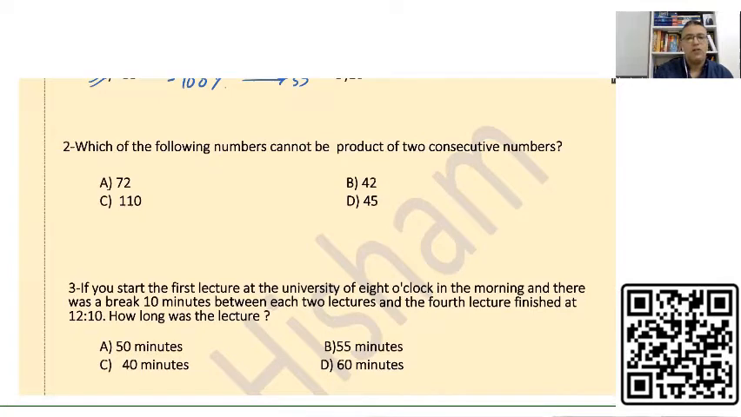Question number 2. Which of the following numbers cannot be the product of two consecutive numbers? By consecutive numbers I mean, for example, 42 can be written as 6 by 7, 72 as 8 by 9, 110 as 11 by 10. But 45, I can't figure out two consecutive numbers whose product is equal to 45.